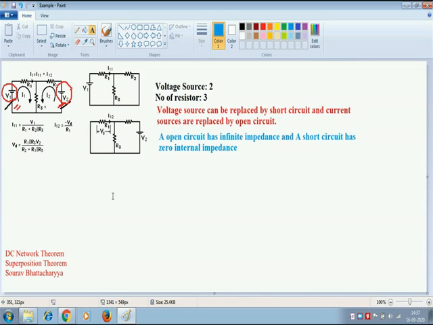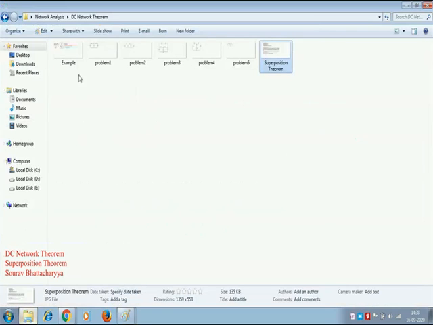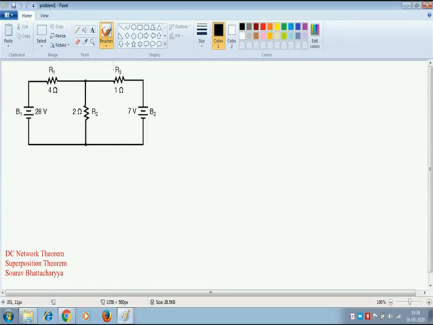So when we solve the superposition theorem, we will take one example. So problem 1 is there. In this problem we have two voltage sources. One is 28 volts, another one is 7 volts, and three resistors are there. Now in this circuit we want to find the current through R1.